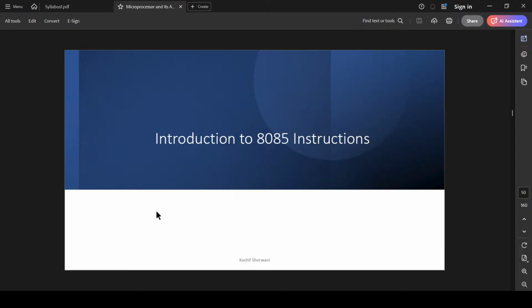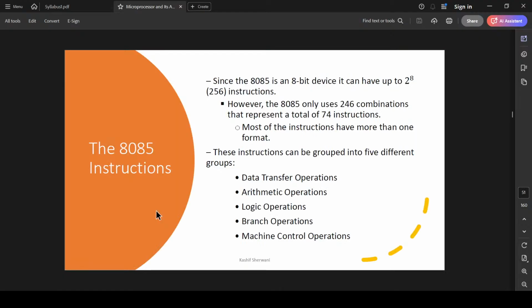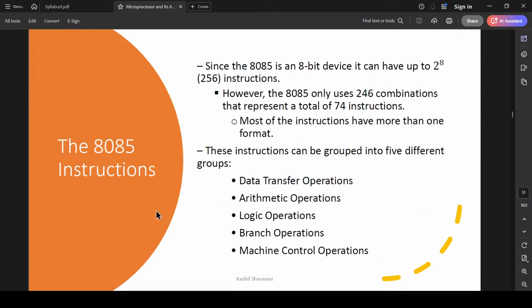Now we are going to start the introduction to the instructions of 8085. Remember, we studied that there is 2 to the power of 8. This is an 8-bit processor, so 256 possible instructions, but we only use 246 combinations. Because the instructions were not that many, we used only 246 combinations to represent the 74 instructions. You can just differentiate the instruction type.